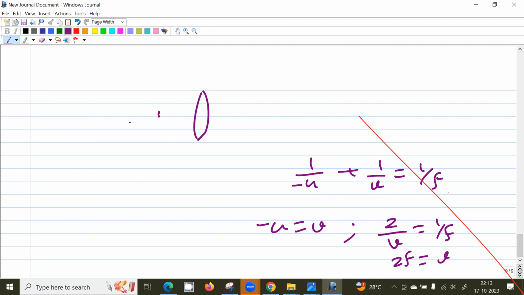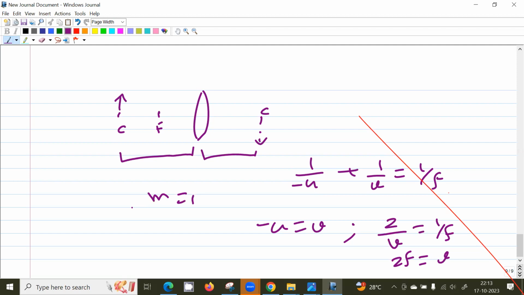This is the focal point, and this is the center of curvature. If the object is here, then the image will form at the same C here, of the same size. So U is minus 2F and V is plus 2F. In that case, both image and object size are the same, and magnification is 1.